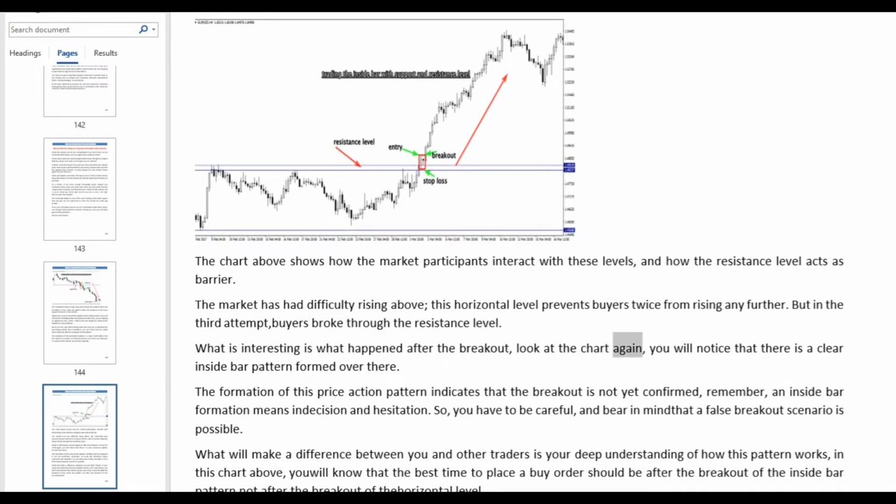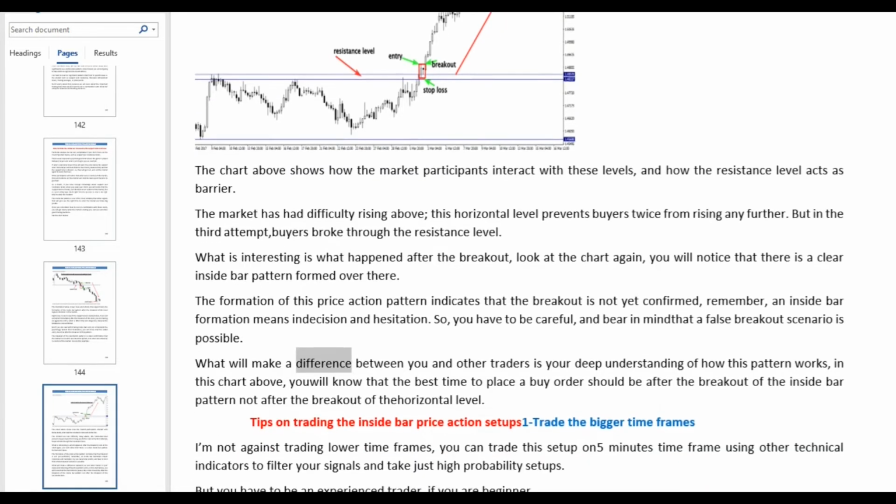Look at the chart again. You will notice that there is a clear inside bar pattern formed over there. The formation of this price action pattern indicates that the breakout is not yet confirmed. Remember, an inside bar formation means indecision and hesitation. So, you have to be careful, and bear in mind that a false breakout scenario is possible.